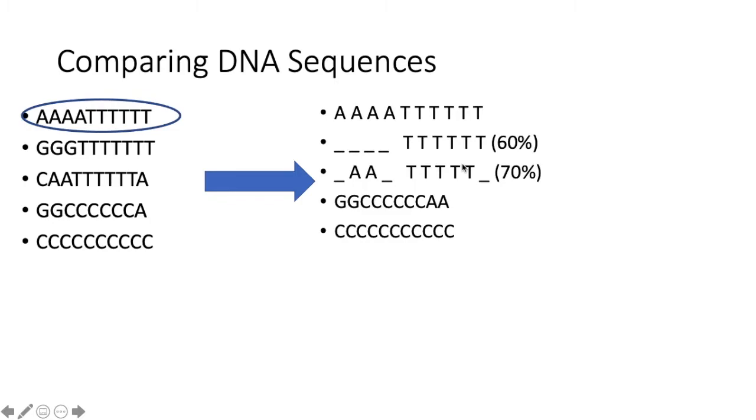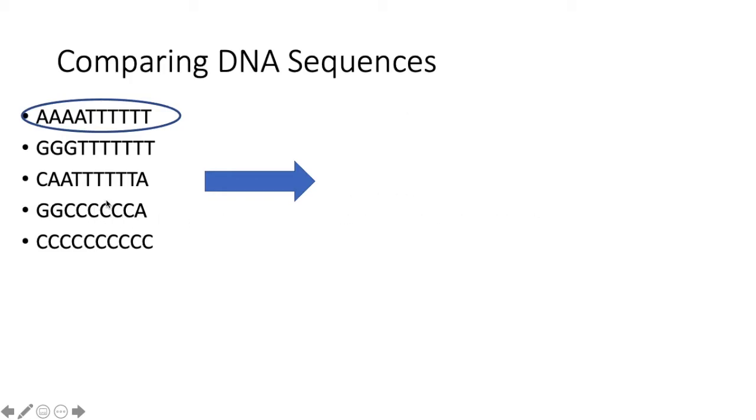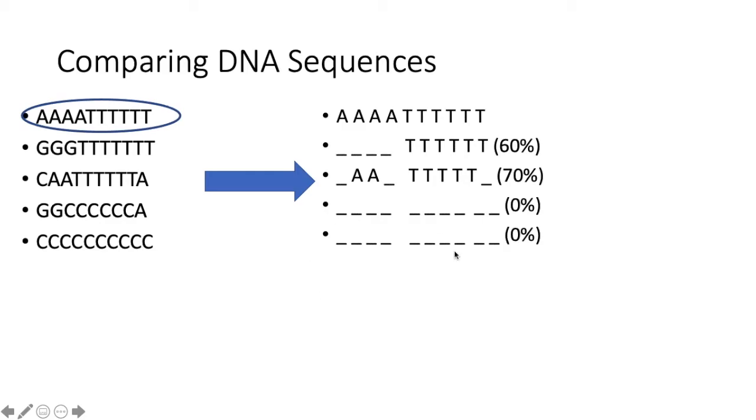Now we can do the same thing for the next one. We find that this one has 70% similarity. The one after that has 0% similarity. It's not similar at all, and so on and so forth. Based on these results, we would say sequence number 3 here is 70% similar to sequence number 1, and sequence number 2 is 60% similar, right?